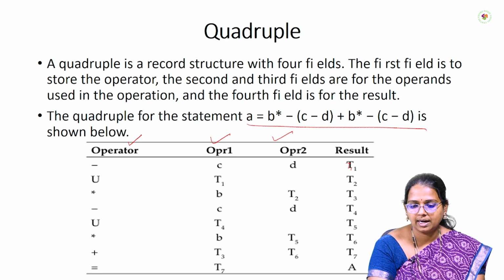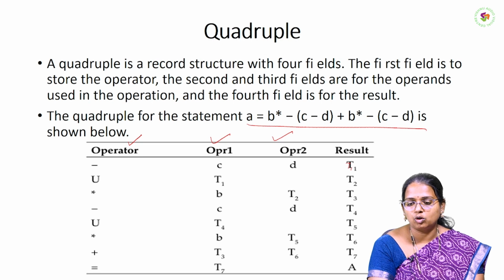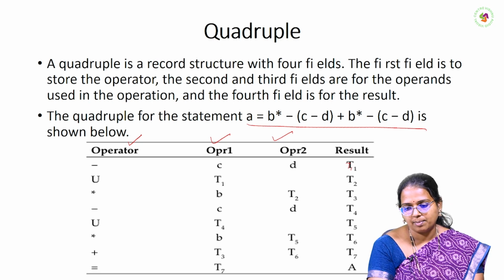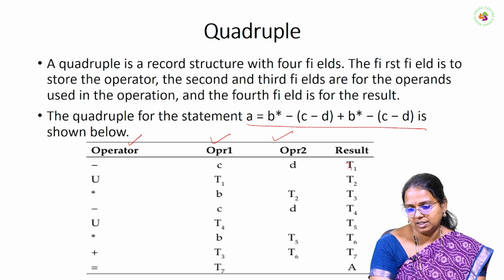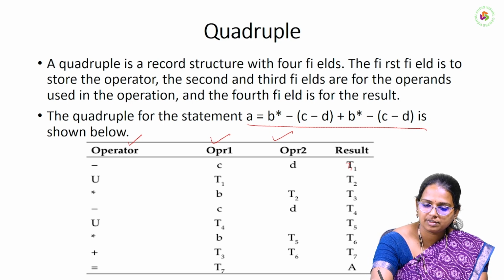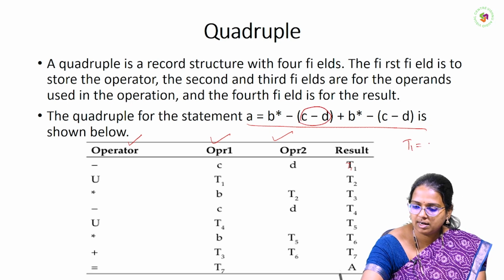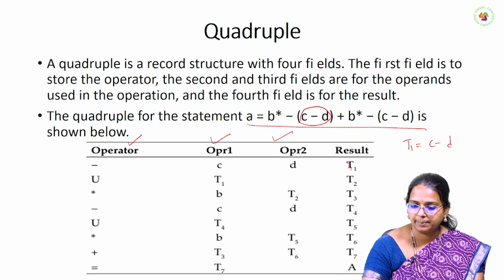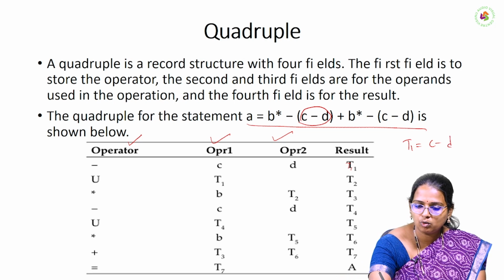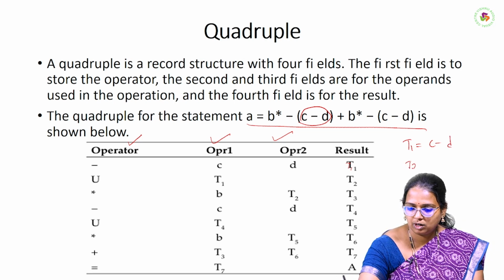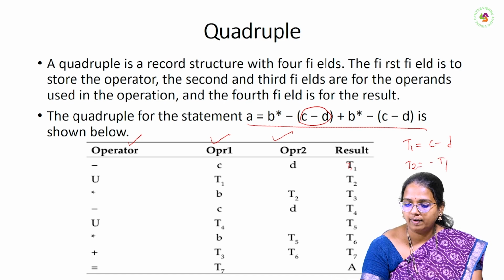What is the statement? A equals B into minus of C minus D plus B into minus of C minus D. According to us, first what operation will we do? C minus D. So T1 is equal to C minus D. Next we'll do unary minus for that one. T2 is equal to minus of T1.